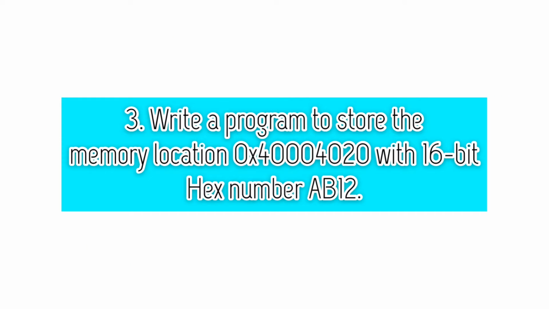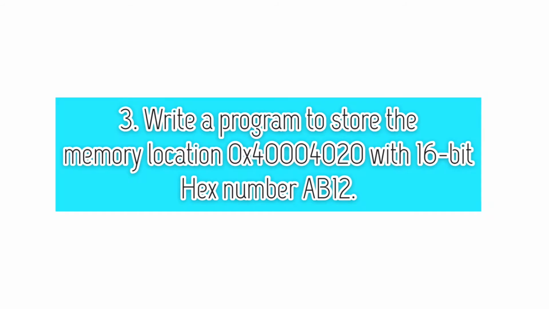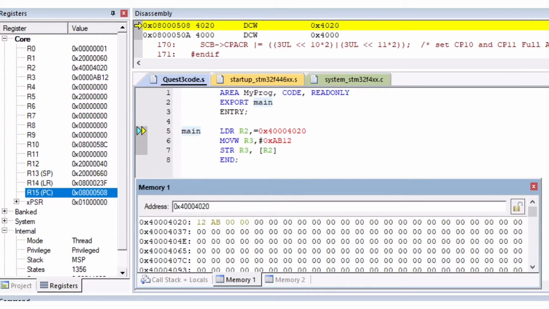For the third question, students are required to write a program to store the 16-bit hex number AB12 in a memory location. Here, the STR instruction must be used, but first the specified address must be loaded into any register, which is register R2, using the LDR instruction. Then the 16-bit hex number is copied to another register, R3. Since the hex number is 16-bit, the instruction must be MOVT or MOVW, but here I use the MOVW instruction.